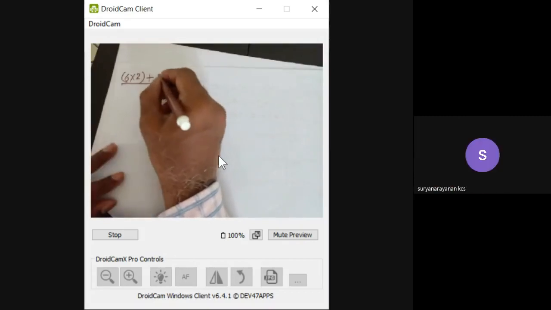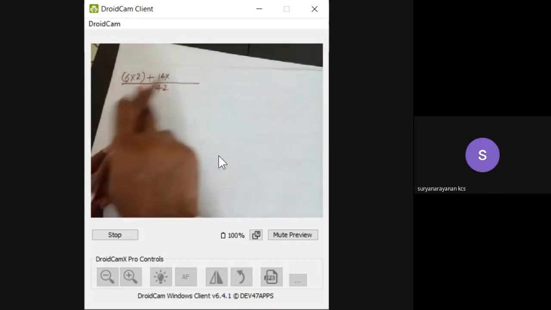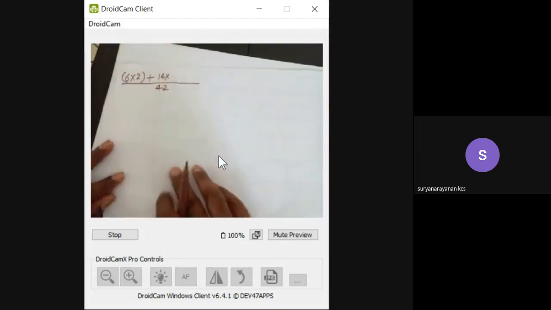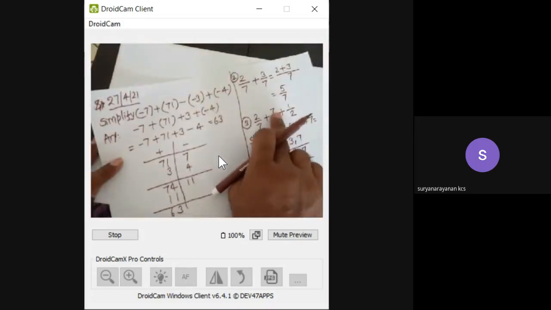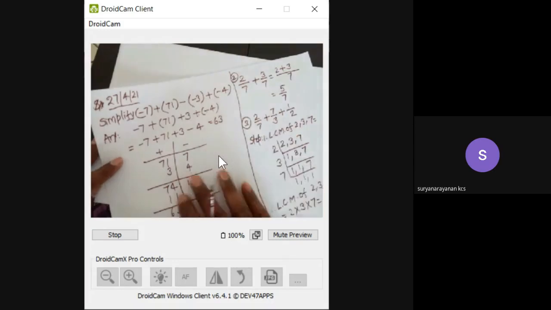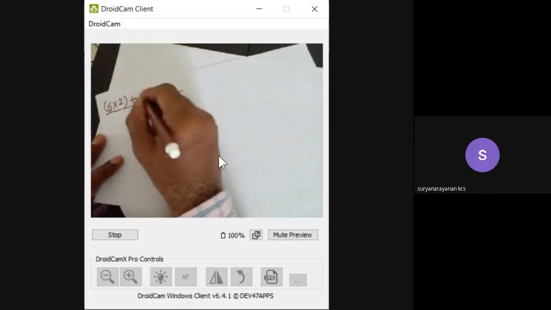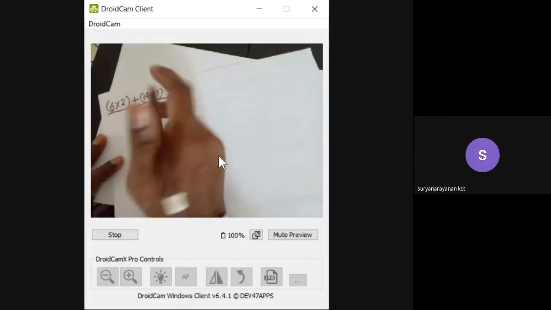14 times. Remember these steps, my children. Into, we write the numerator. Whatever the numerator there, we write this numerator as 7. So this is the second number.